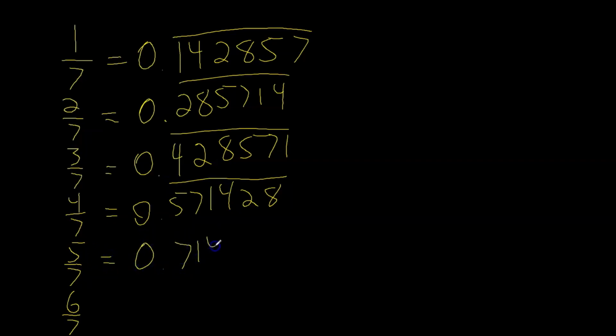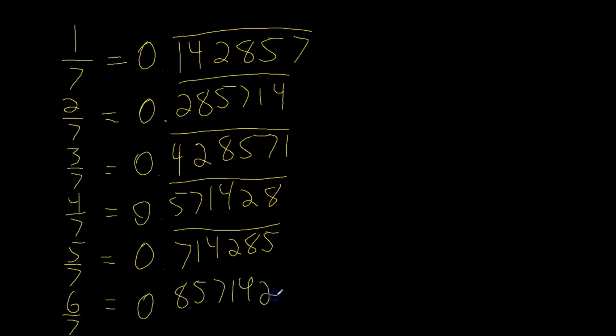Next is 0.714285 repeating. And finally, we have 0.857142 repeating. So you memorize this one sequence of digits, 142857, and all of the sevenths involve just entering that same sequence at different points.